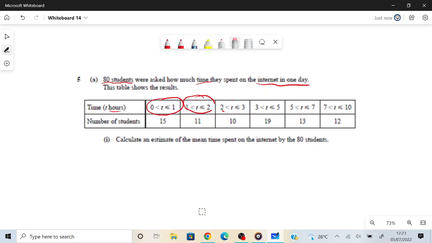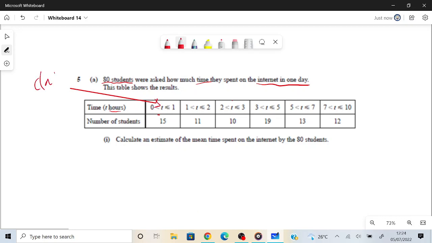When you have a range, like from 0 to 1 or 1 to 2 or 2 to 3, this is simply known as the class width. I'm saying class width, not just class, because this question is about students. It's called class width because they think of the range as some sort of width.